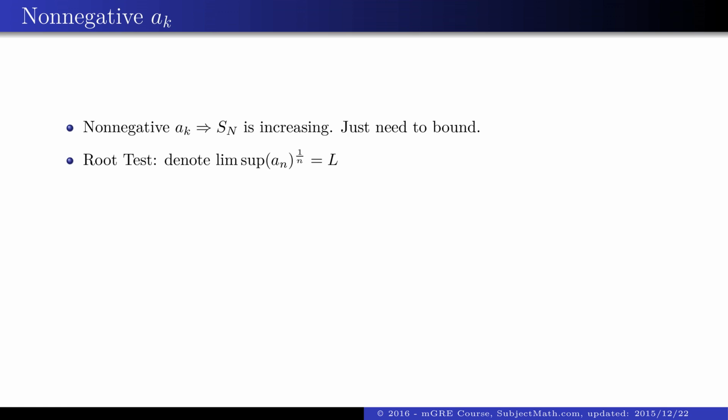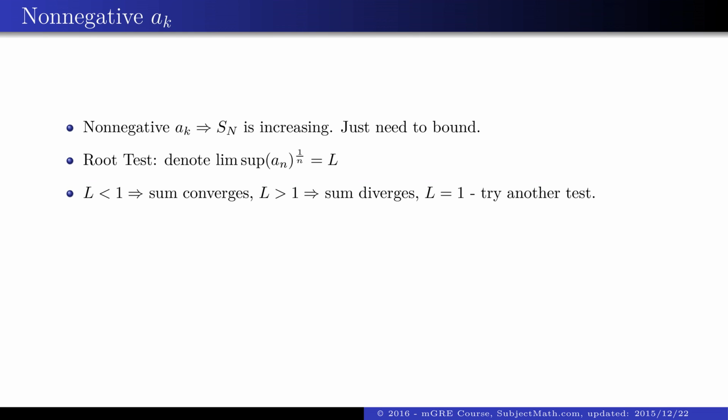For the root test, we calculate the lim sup of the nth root of an. If the limit is less than 1, then the sum converges. If it's bigger than 1, the sum diverges. Otherwise, the test is inconclusive. In most cases, it is enough to check the lim of the nth root of an, since if the limit exists, then it is equal to the lim sup.